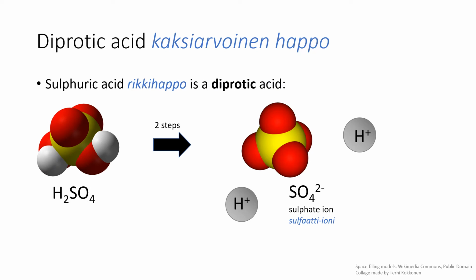Sulfuric acid, rikkihappo, is a diprotic acid, kaksiarvoinen happo, an acid having 2 acidic protons. As it is a strong acid in its first dissociation step, it ionizes completely to form hydrogen sulfate ions, but in dilute solutions those hydrogen sulfate ions also dissociate, forming sulfate ions.